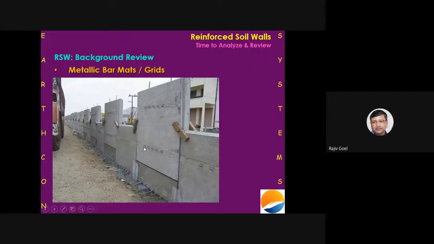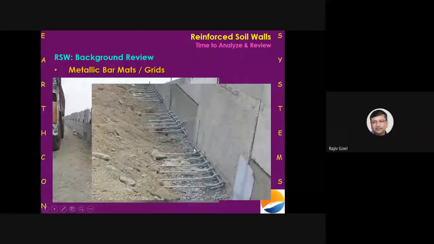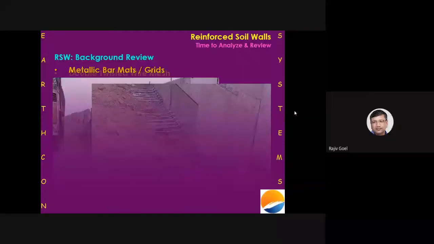In the fascia panels, you have these two hooks kind of system which is embedded in the fascia panel, and your mat is connected through a rod here. A closer view here, you can see that this is my bar mat, the longitudinal elements of the bar mat, and we have the hooks already embedded in the panel, and we put a rebar or a toggle bar through the hooks to connect this with the fascia panels.